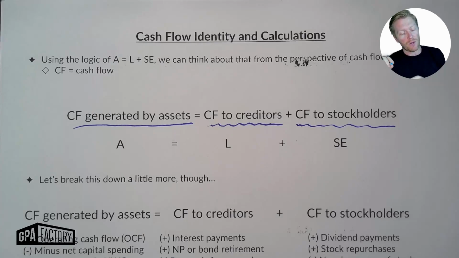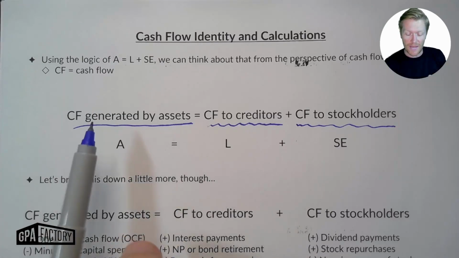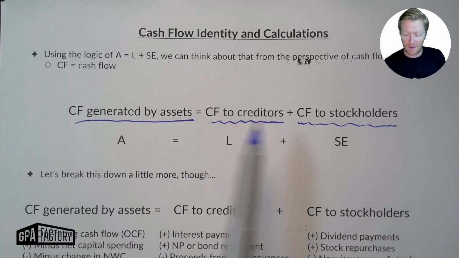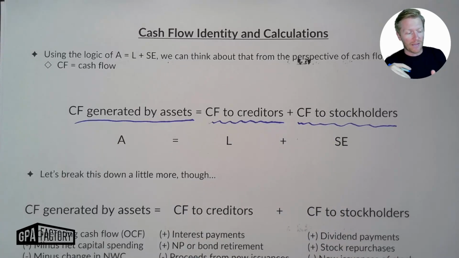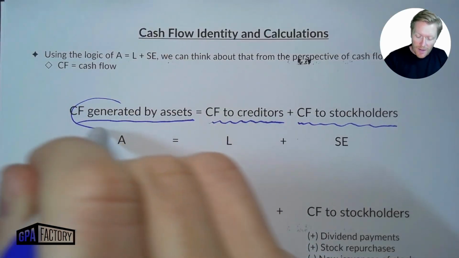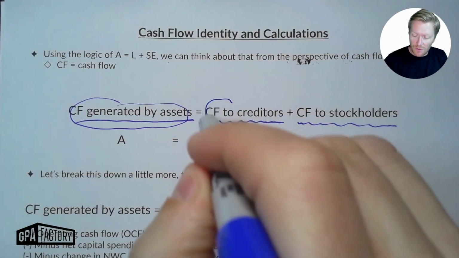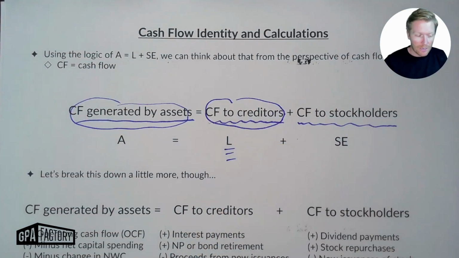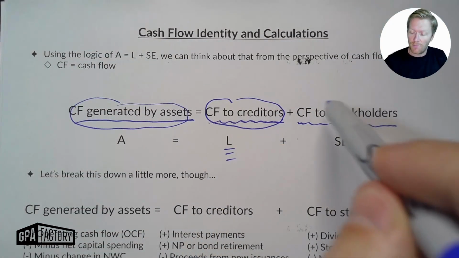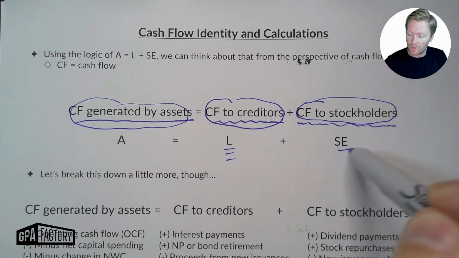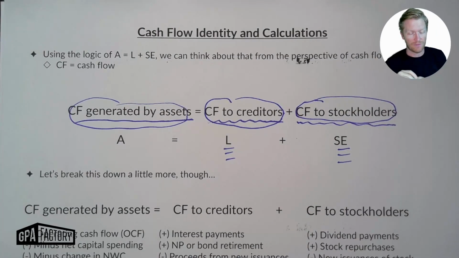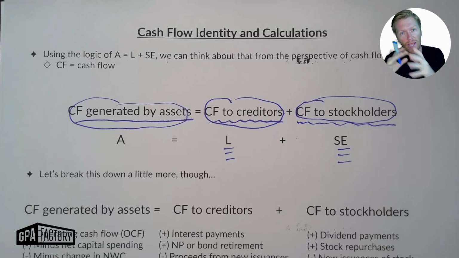Now, those could be negative sometimes. There could be negative cash flow generated by assets, could be negative here, could be negative here. But there are some inflows and outflows. Broadly, the very first thing I want you to think about is that the cash flow generated by assets is equal to the cash flow that's going to go to liability holders, so cash flow to creditors, plus cash flow that's going to go to stockholders' equity. Just very broadly, we're taking that A equals L plus SE, and breaking it down as cash flow generated by assets equals cash flow to creditors plus cash flow to stockholders.